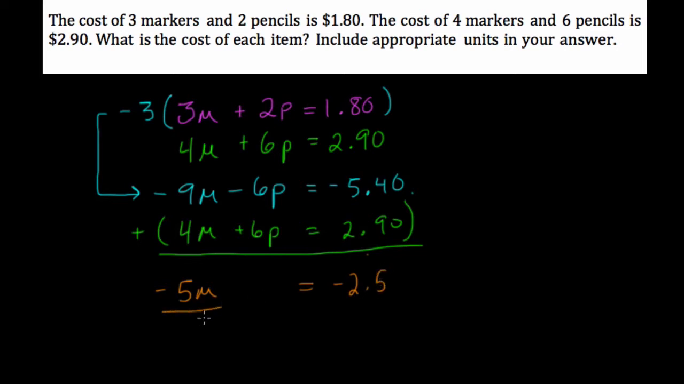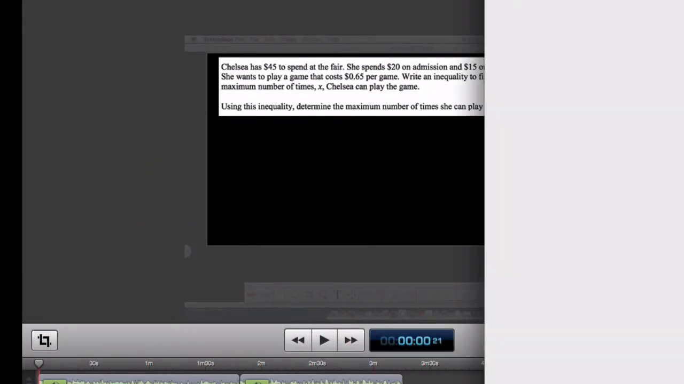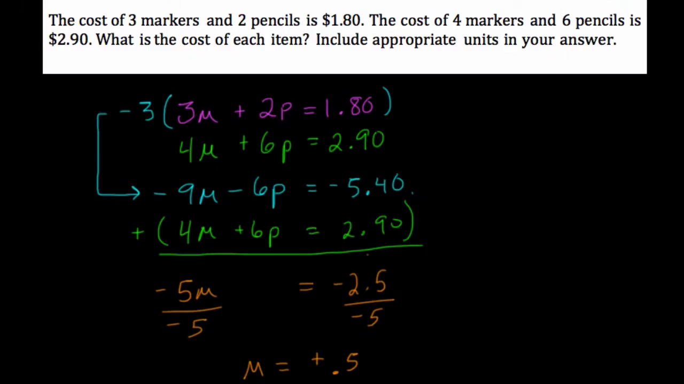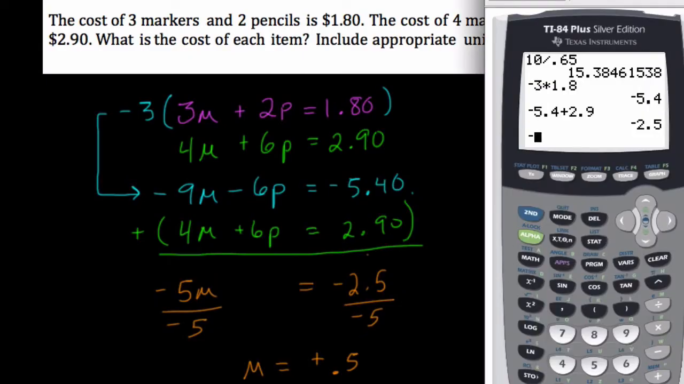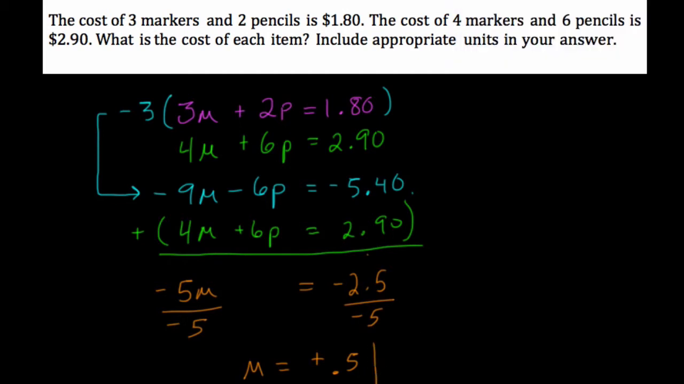So now I solve for m. I divide both sides by -5, and what do I get? Well, m is going to equal positive 0.5. Let's just check that. -2.5 divided by -5 is positive 0.5. So that means that a marker costs 50 cents.